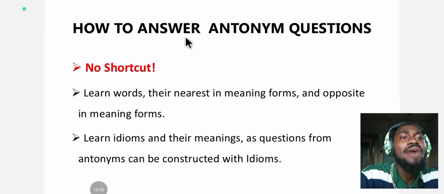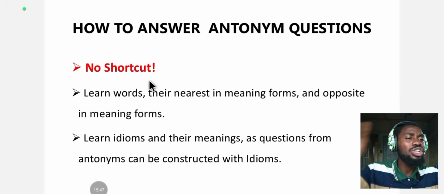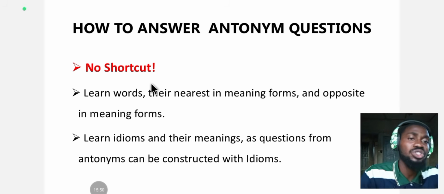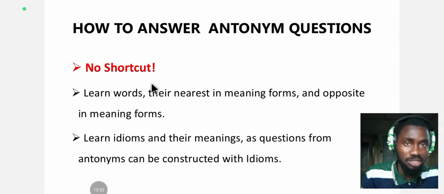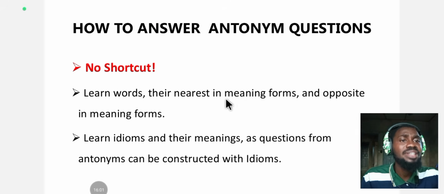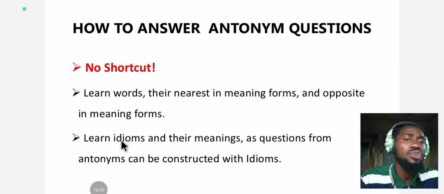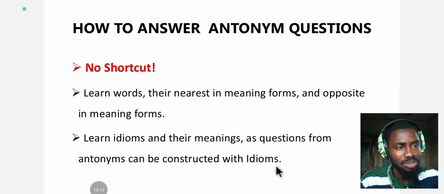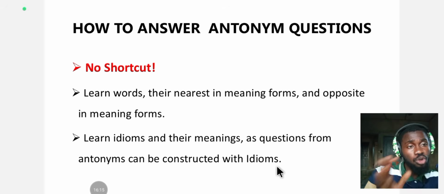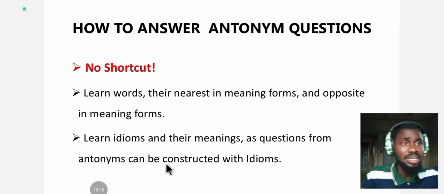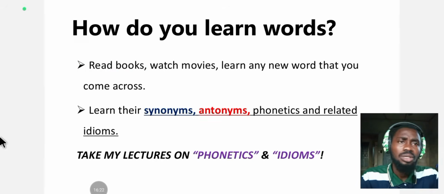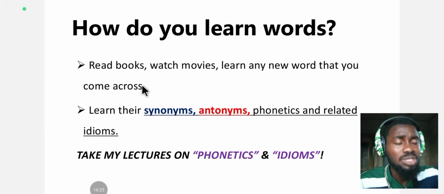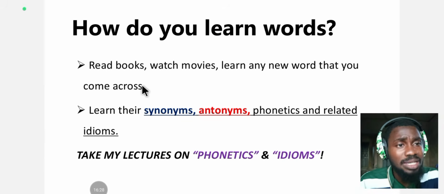Moving on. How to answer antonym questions. Number one, the same thing, no shortcuts. It's just the same method of answering synonym. It's just that antonym and synonym have different meaning. Okay, learn words, their nearest in meaning forms and opposite in meaning forms. Learn idioms and their meanings, as questions from antonyms can be constructed with idioms. That's true. So if you are searching up words when you are watching movies, while you are learning words and all of that, just learn them. Learn their idioms, learn how to pronounce them, learn their phonetics.